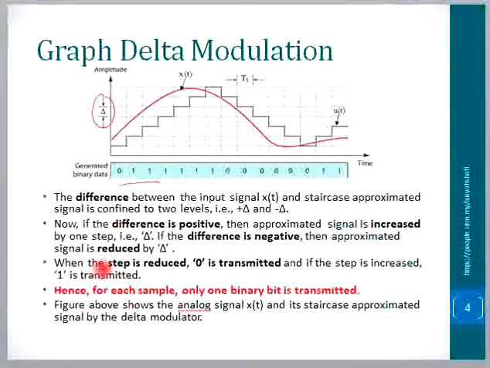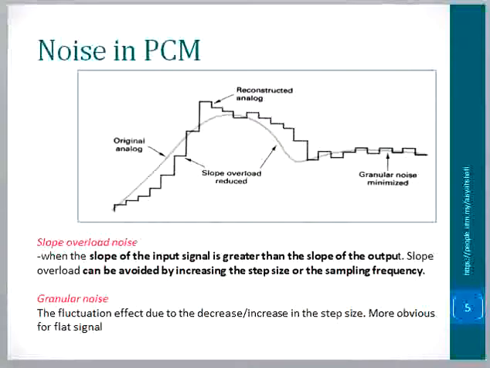And this one is the same as before. If the step is reduced, 0 is transmitted, and if the step is increased, 1 is transmitted. So for each sample, only one binary bit is transmitted, in this delta modulation signal.